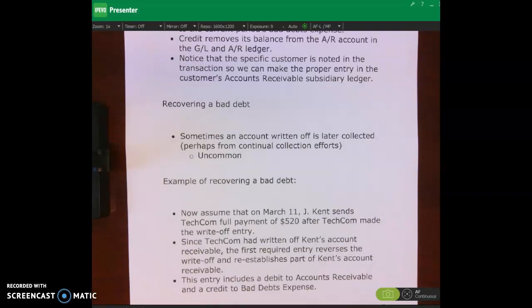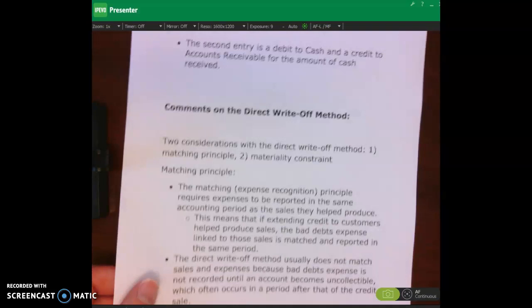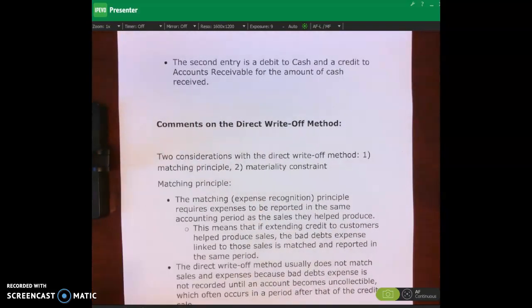All right, so let's look at our situation. We wrote off J. Kent's receivable on January 23rd. And then let's say J. Kent can now pay us. So let's look at that journal entry. I'm going to come over here on the next page, top of page 179, just so I have a little bit of room here to do this journal entry.